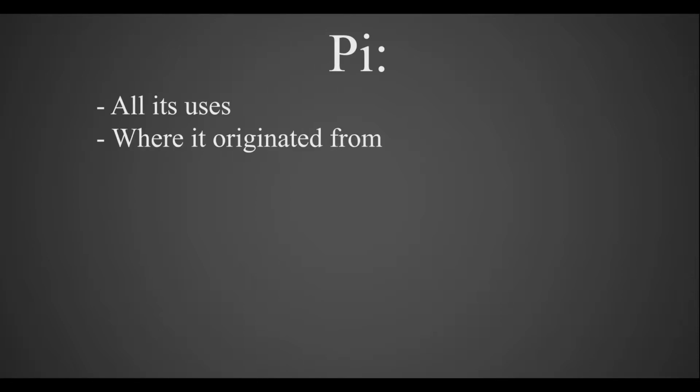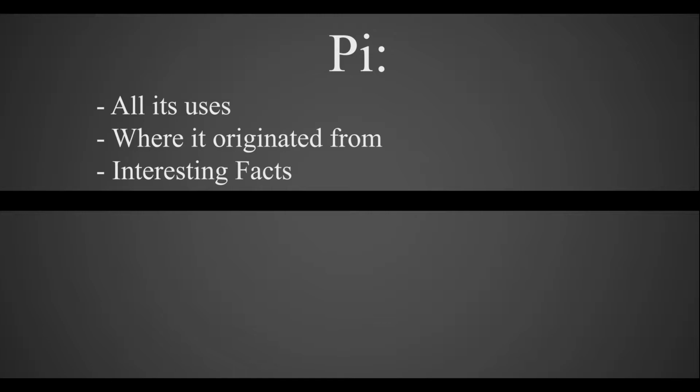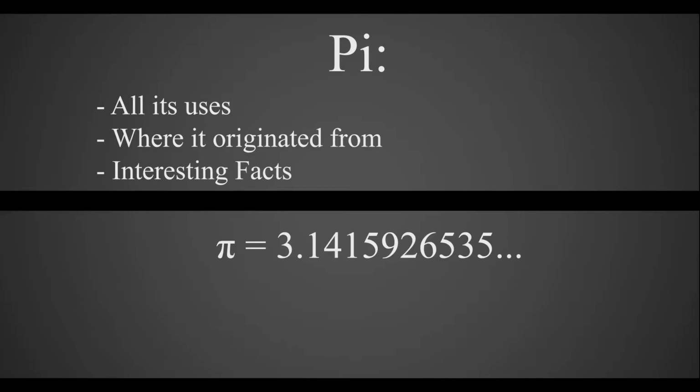In this video, we will be going over pi, all of its uses, where it originated from, and interesting facts. However, first let's take a look at these few numbers. So, I'm sure everybody knows what pi is. Pi is equal to, it goes like 3.1415926, and then 535, and so on.